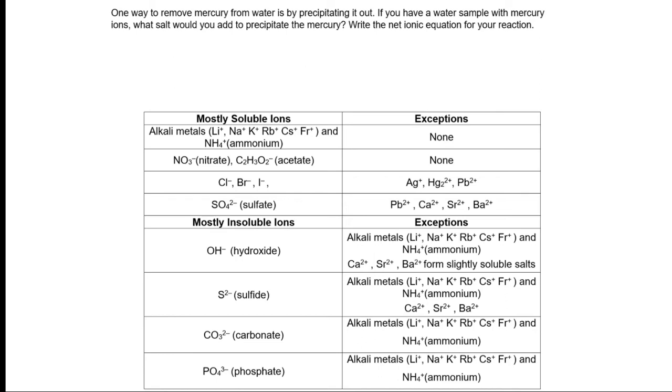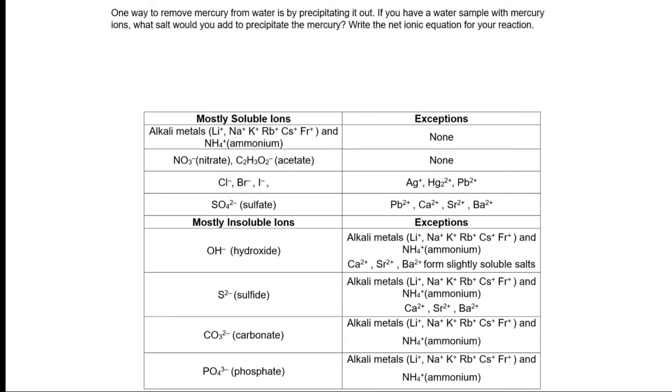Let's first look at the solubility rules for mercury. I'm not finding a rule for mercury in my left-hand column here, but I am seeing mercury here under my exceptions. So if I have mercury as a cation, I can either have a chloride, bromide, or iodide anion, and that will make an insoluble salt since mercury is an exception here. So I want to add something with a chloride ion because that will form an insoluble salt with mercury.